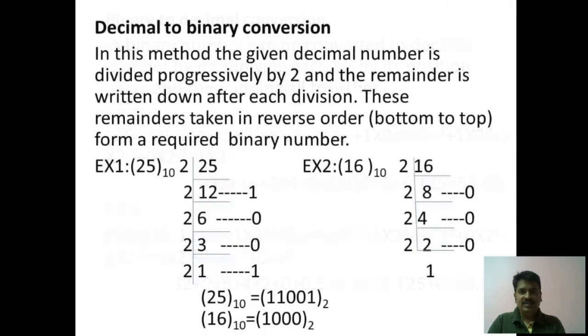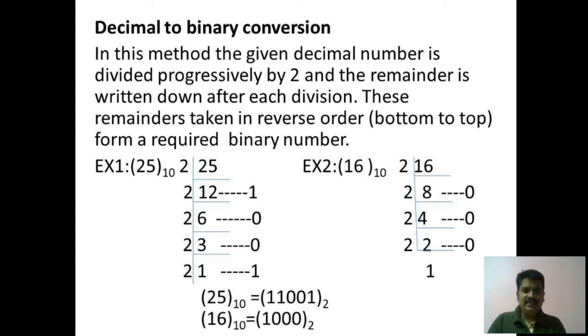Next we look into the other conversion, which is decimal to binary conversion. In this method, a given decimal number is divided progressively by 2, and the remainder is written down after each division. The remainder is taken in the reverse order, in the sense that you have to take it from bottom to top to get the required binary number.